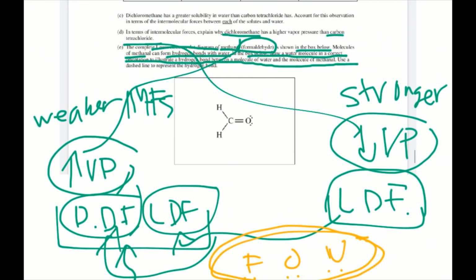So, in this case, I think the H's will be attracted to the lone pair on the O, and this will happen. So the H's might do something like this, and the H's will point towards the O with the lone pair, and the hydrogen bond will form right there. So that would be the answer for this question.